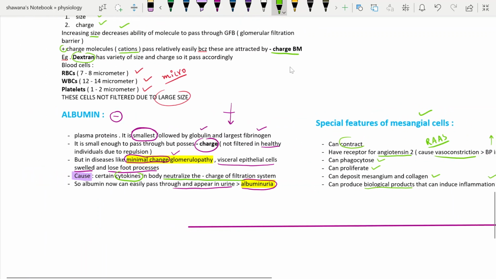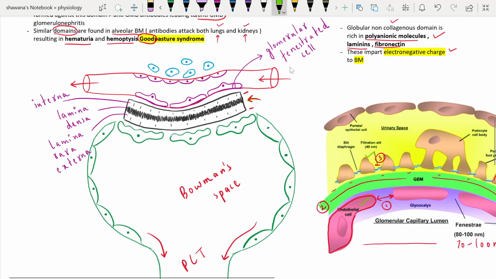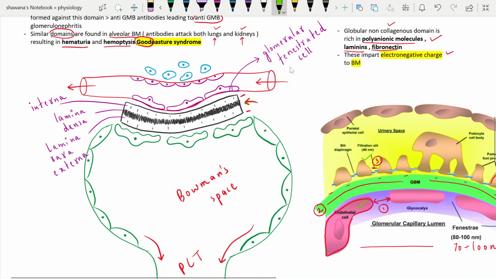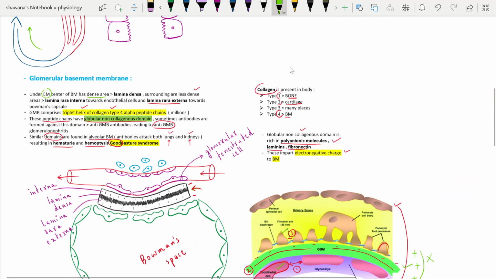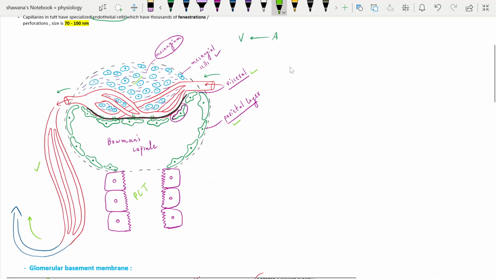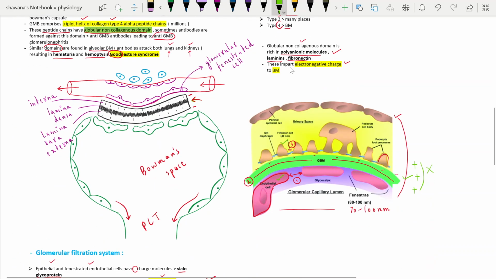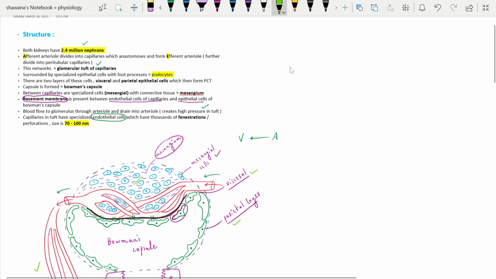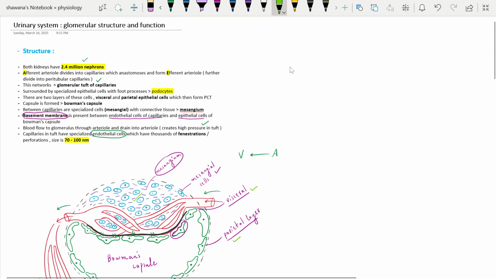I hope you got the concept of the filtration system and its functioning, the charge and size barrier of the filtration system, and the constituents of the glomerular basement membrane. So that's for today, and we'll discuss the other features of the glomerular filtration system in the next lectures.